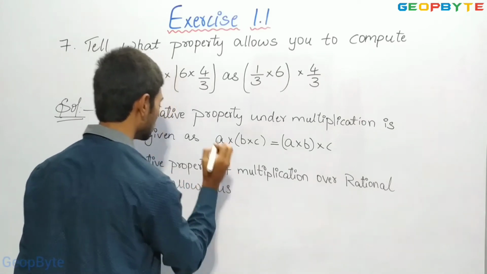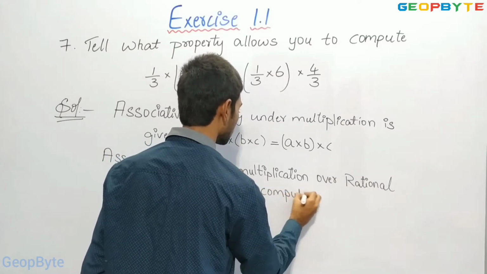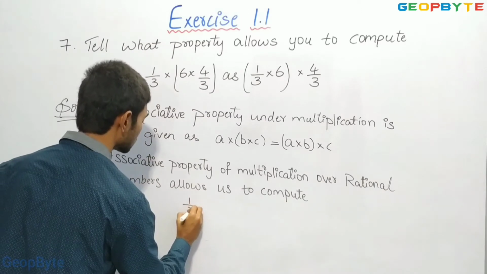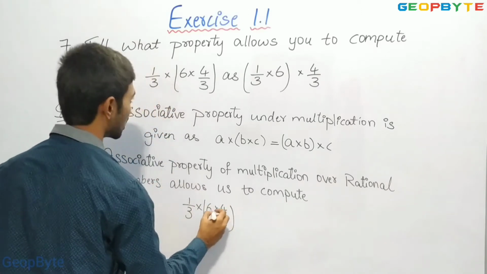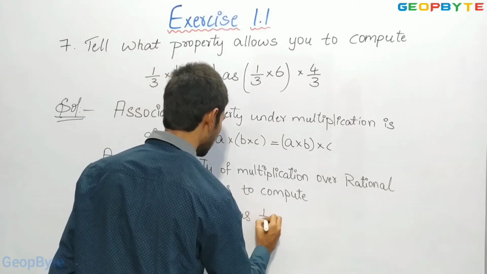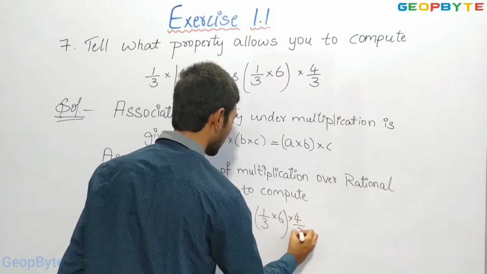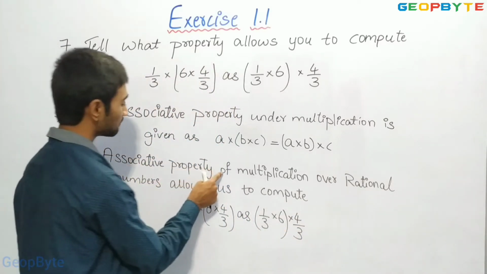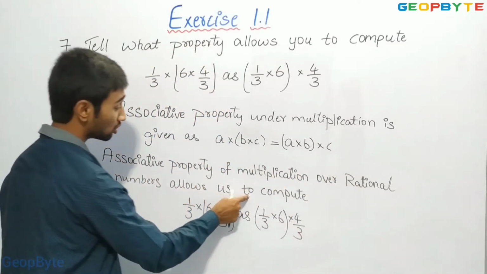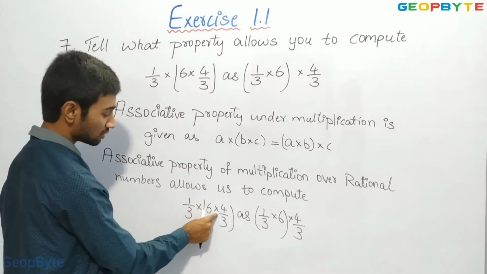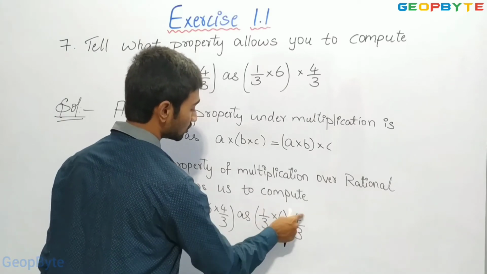allows us to compute 1 by 3 into 6 into 4 by 3 as 1 by 3 into 6 into 4 by 3. Associative property of multiplication over rational numbers allows us to compute 1 by 3 into 6 into 4 by 3 as 1 by 3 into 6 into 4 by 3.